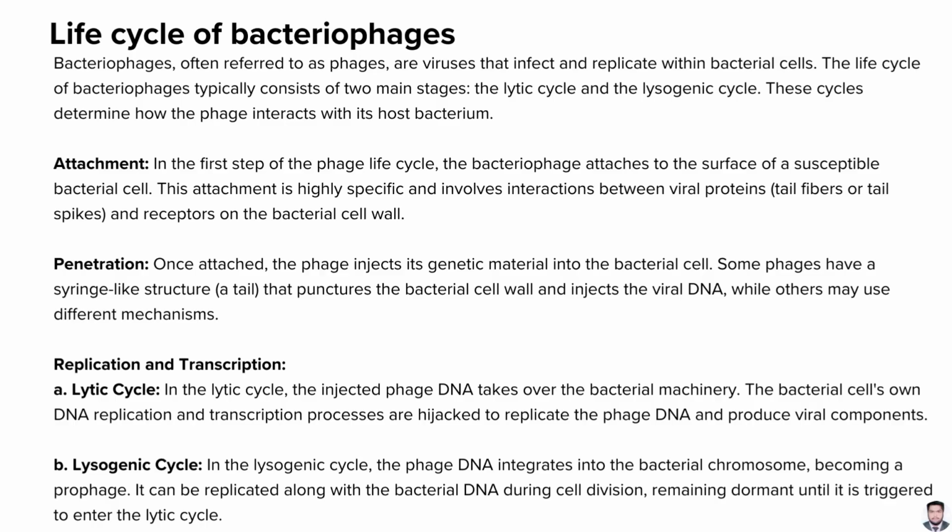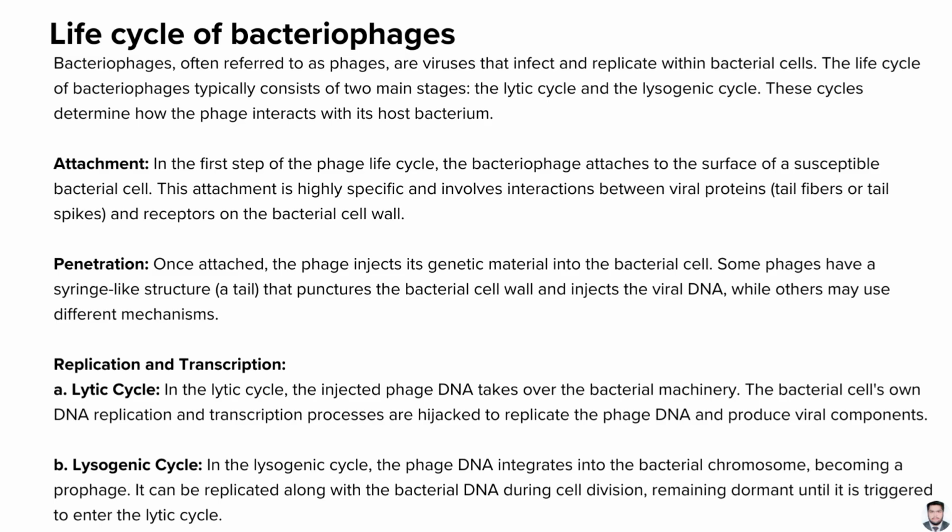Life cycle of bacteriophages. Bacteriophages, often referred to as phages, are viruses that infect and replicate within bacterial cells. The life cycle of bacteriophages typically consists of two main stages, the lytic cycle and the lysogenic cycle. These cycles determine how the phage interacts with its host bacterium.